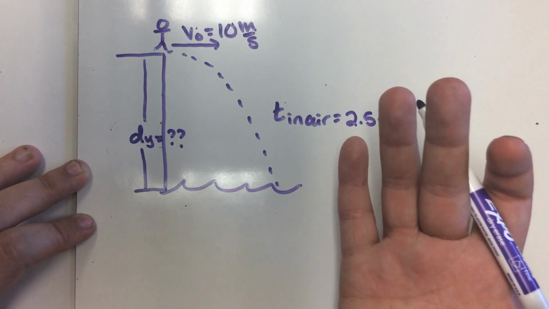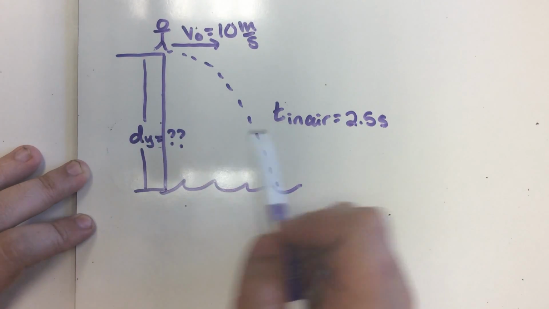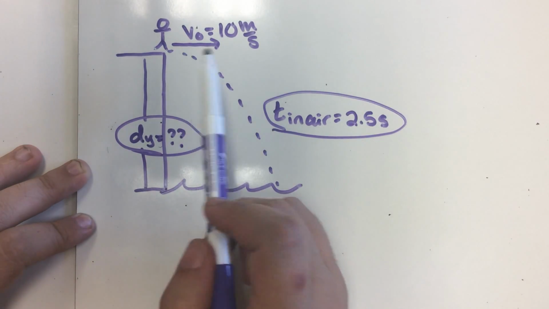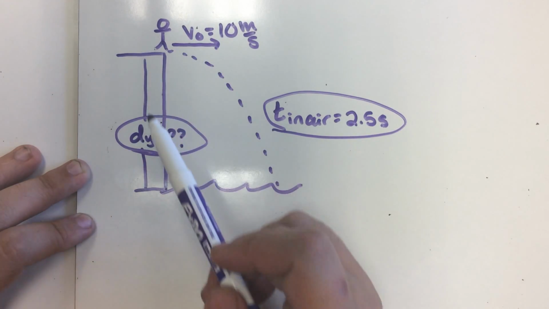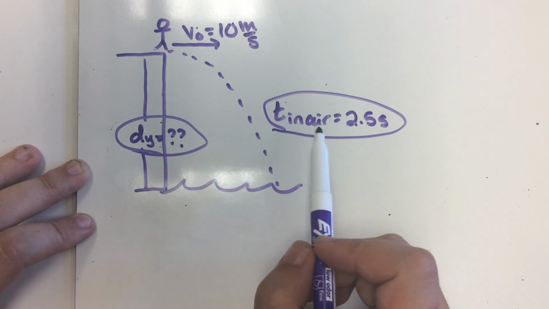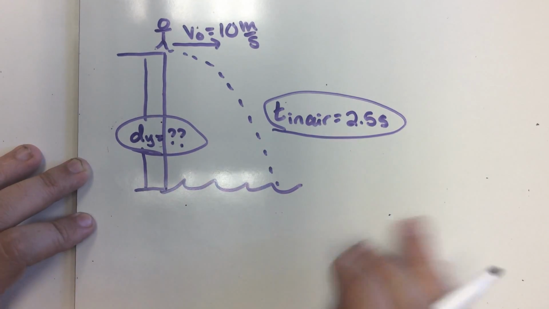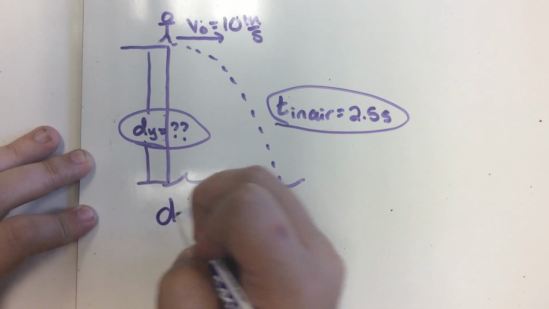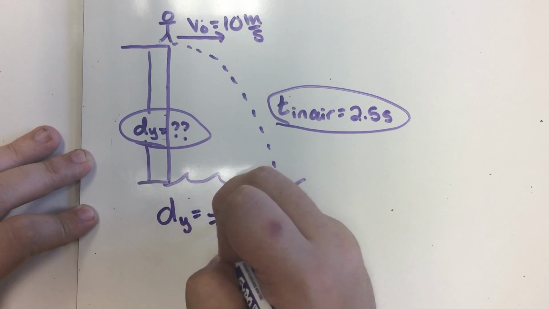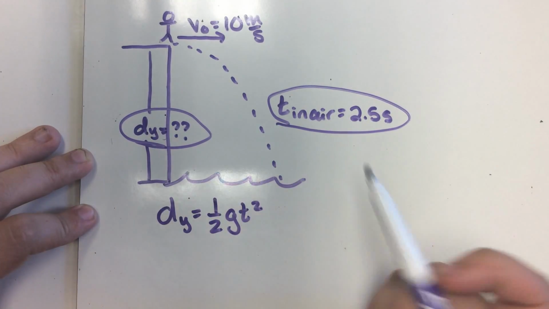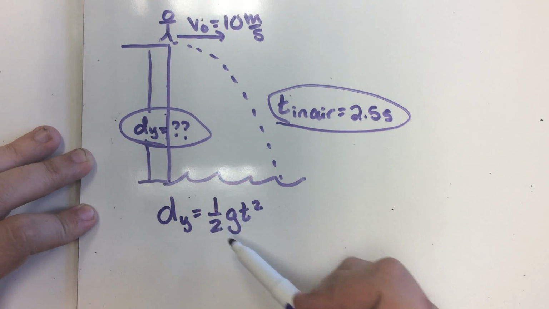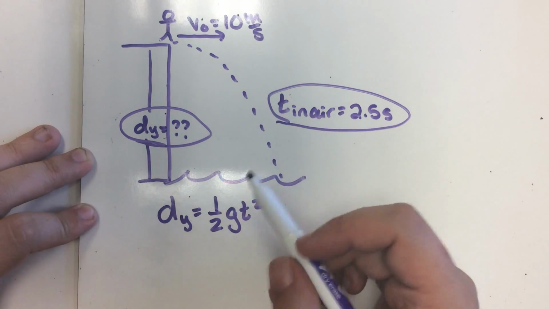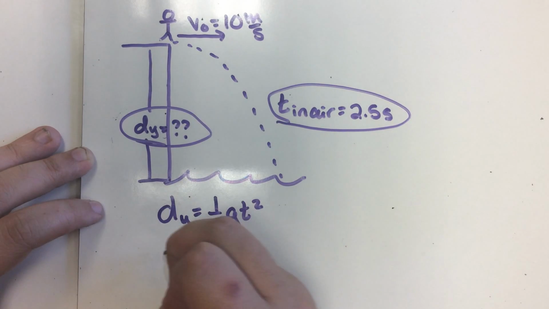Now, it turns out that in this problem, we really only need time in the air and height, because this horizontal velocity is not going to affect this vertical distance at all because I know my time in the air. So because I'm dealing with a vertical distance, I want to use the equation dy equals 1/2 gt squared. The big key that this is vertical distance is that g. So whenever you're dealing with the vertical direction or the y direction, you need to make sure you include a g. So then I just plug in what I know.